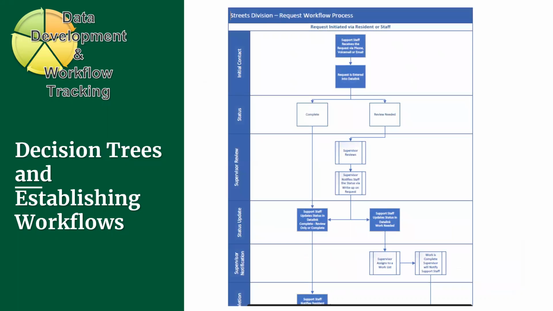Another example here is our customer request workflow for our streets division, where we've created a diagram showing the life cycle of a request: how it comes in from the public, from a phone call or from the website, and all the way through any work that needs to be done to the completion of that request.